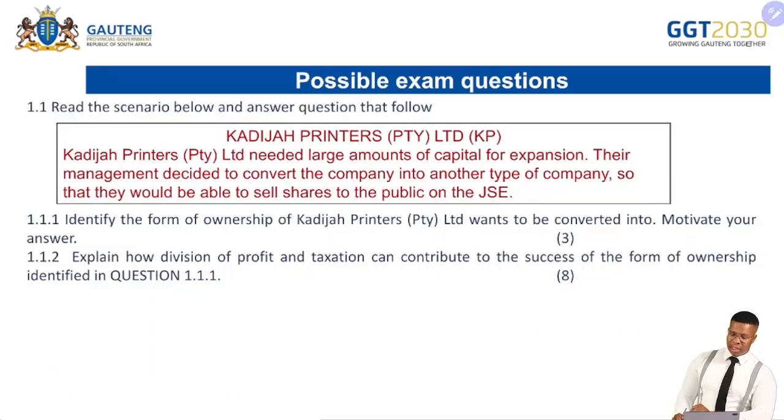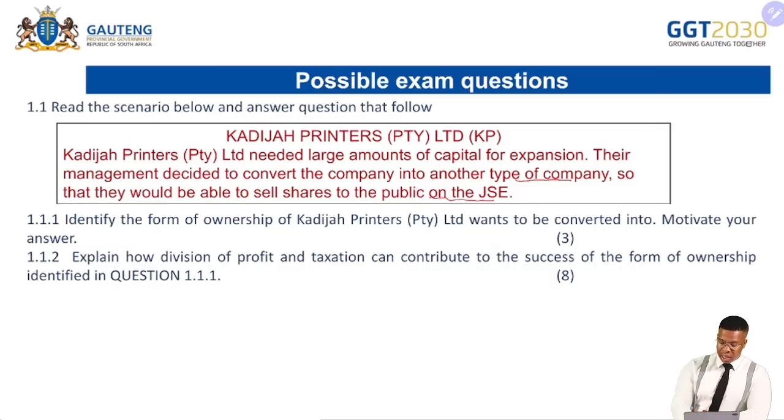Read the scenario below and answer the questions that follow. With this question, you are required to identify the form of ownership and then explain how it can contribute to the success or failure of the business. We have Khadija Printers Pty Ltd. Khadija Printers Ltd needed large amounts of capital for expansion. Their management decided to convert the company into another type of company so that they will be able to sell shares to the public on the JSE. Identify the form of ownership that Khadija Printers wants to be converted into and motivate your answer.